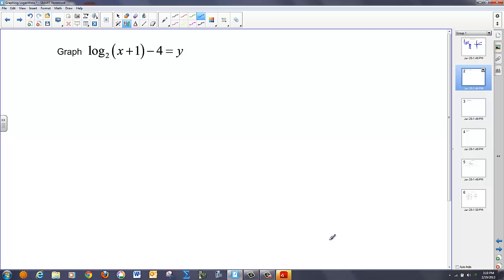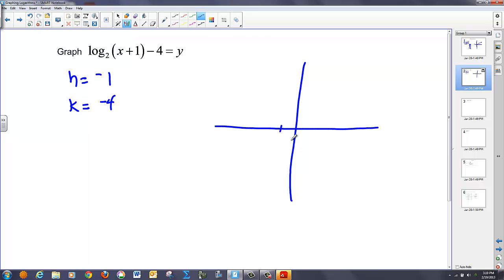Let's keep moving. Our next example, we see we have a translation. We know our h value is equal to -1. Our k value is equal to -4. So I have a translated axis of 1 to the left and 4 down. I'm going to put a fictional new origin at -1, -4, and I'm going to graph the parent function, which again is log base 2 of x, from that new origin point.